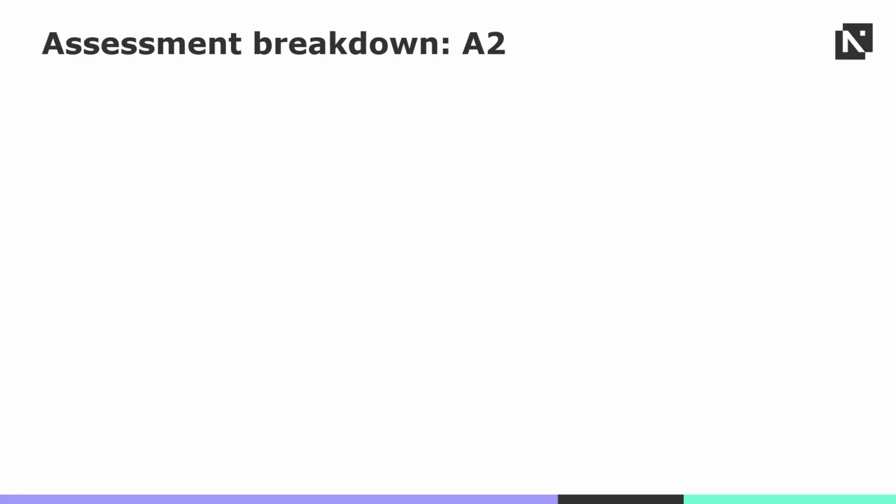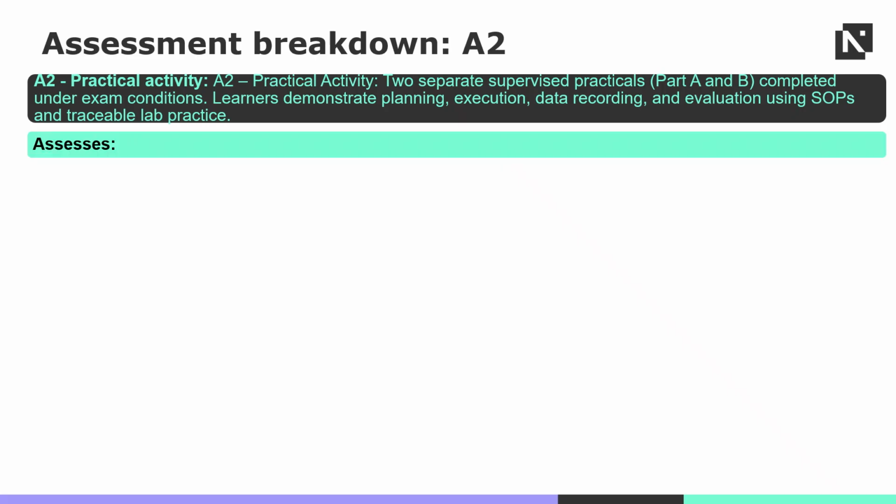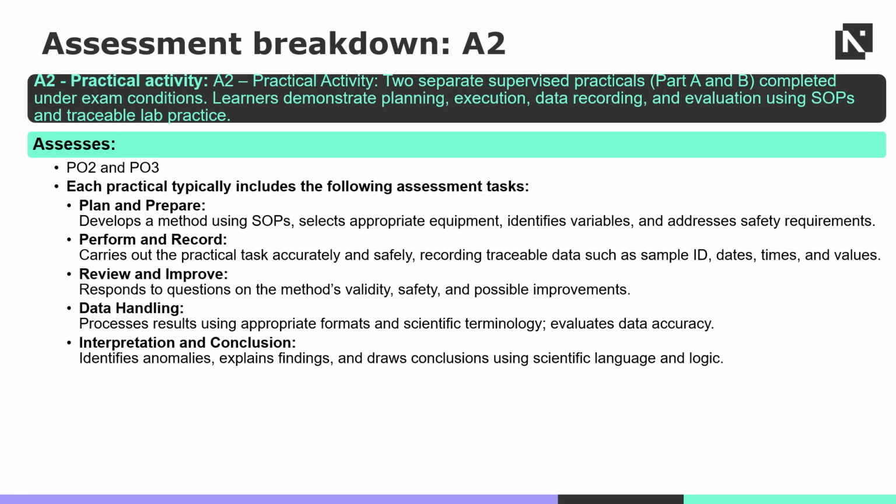So assignment 2 focuses on the live supervised practical elements of the laboratory science occupational specialism. It's made up of two separate supervised practicals known as Part A and Part B. These are completed under exam conditions, where learners demonstrate the full cycle of scientific practical work from planning and execution to data handling and evaluation, all while using the standard operating procedures, or SOPs, and demonstrating traceable lab practice.